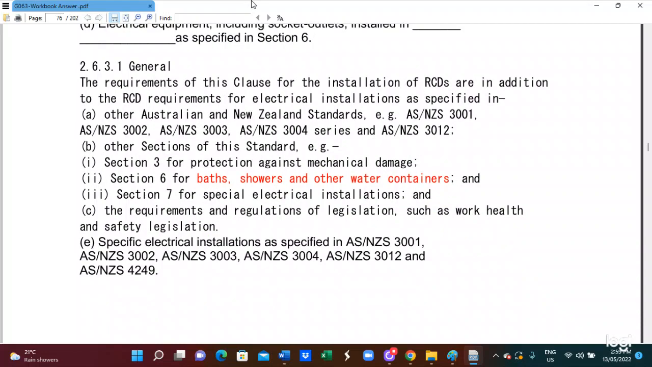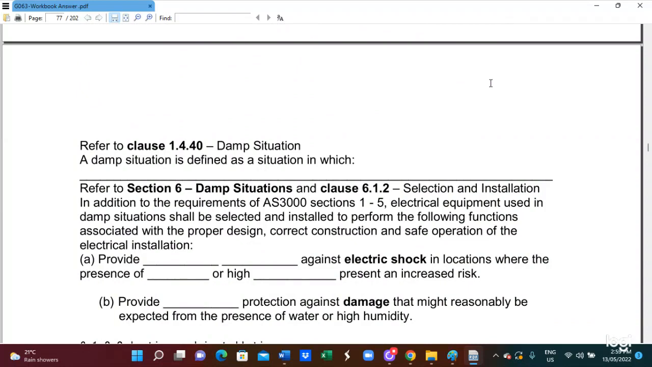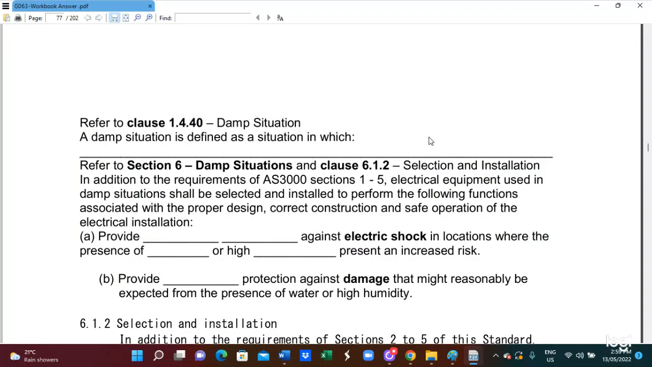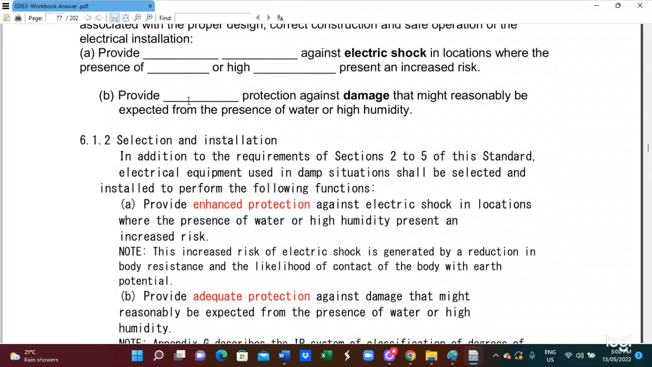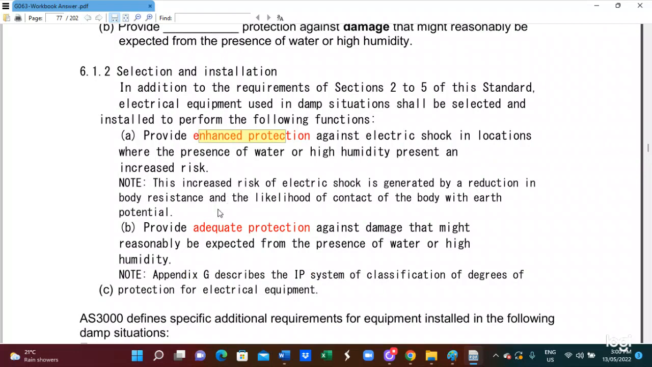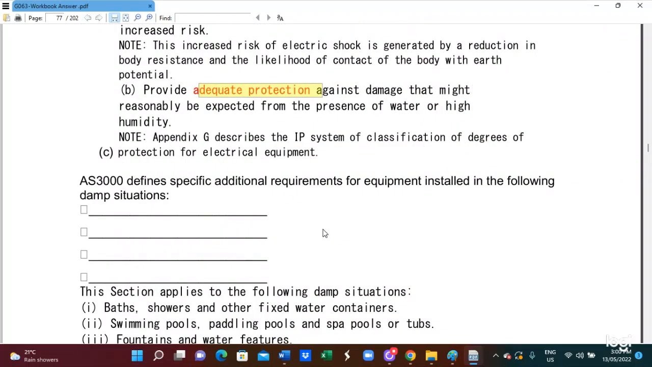Also, section 3 covers protection against mechanical damage in EL3000, section 6 covers baths, showers and other water containers, and section 7 covers the electrical installation. Also, for damp situations you have to read clause 1.4.40, the damp situation definition, and selection and installation. When these equipment are installed, they need to be provided with enhanced protection, or adequate protection. So this is also an important aspect.